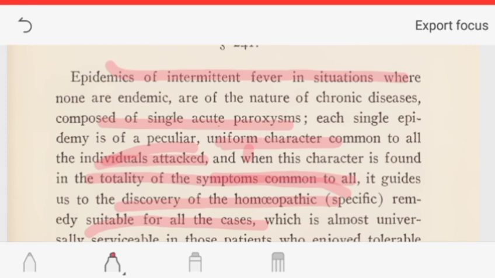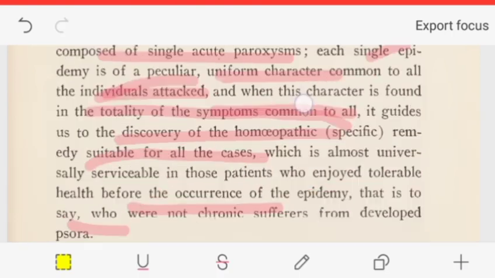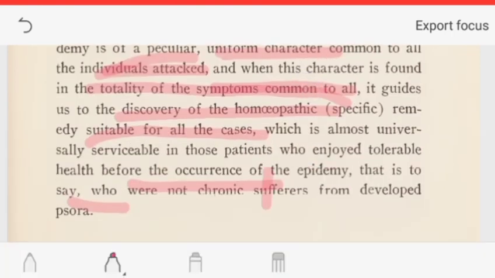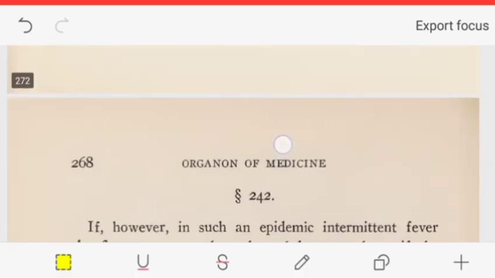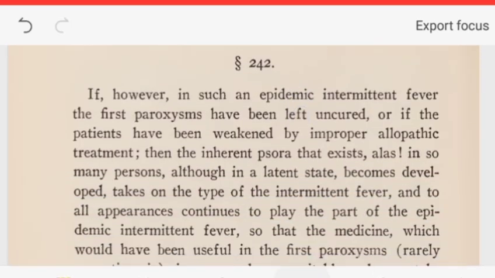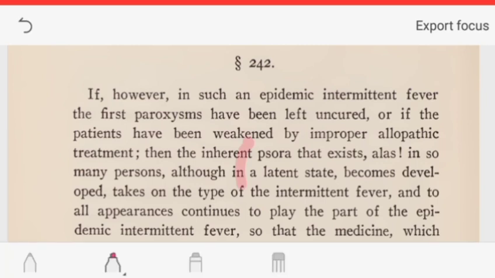So again, endemic intermittent fever occurs in a situation where none are endemic in nature, of a chronic disease composed of only a single acute paroxysm, no other paroxysm. A single epidemic of a peculiar uniform character is found, common to all individuals, and the symptoms common to all individuals are specific, so that we can select a completely suitable remedy according to the totality of the symptoms, because the patient is not suffering from any chronic disease or any miasm. That is said in this manner, that is non-psora.